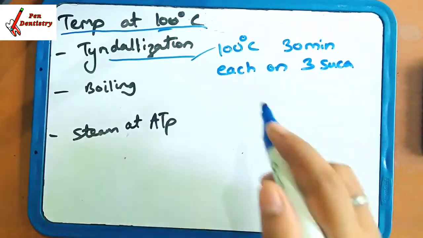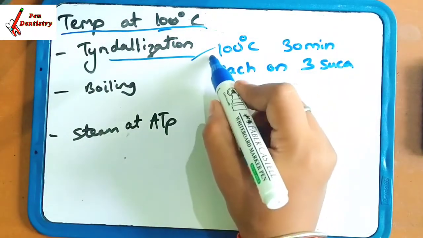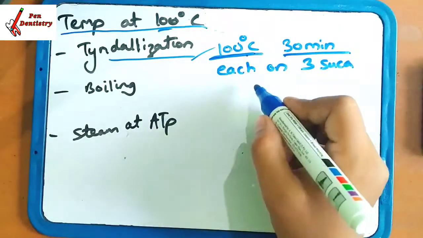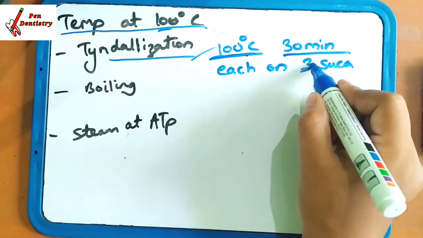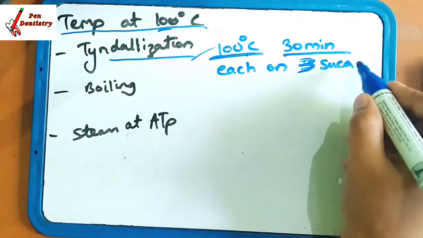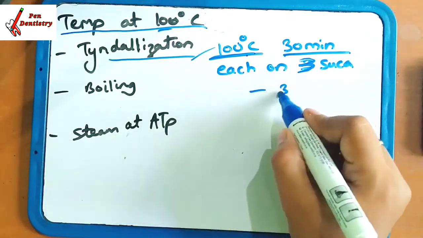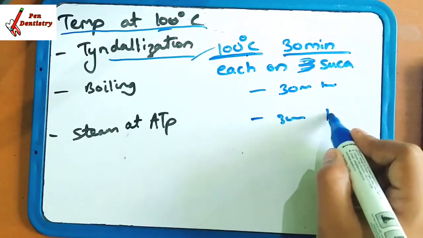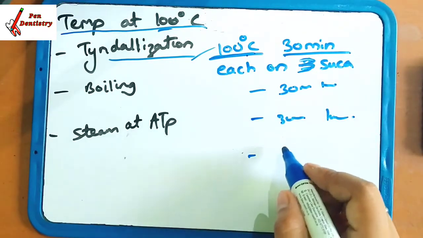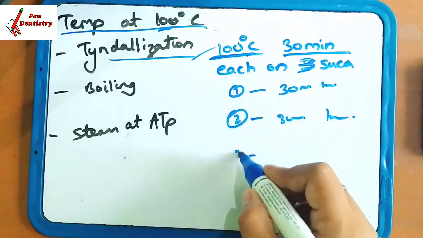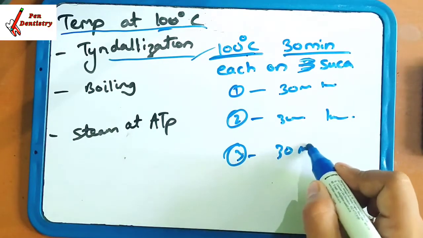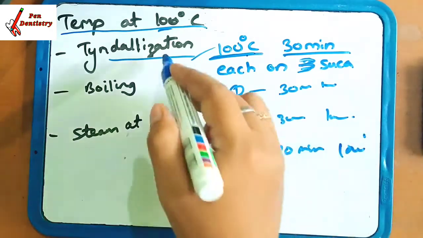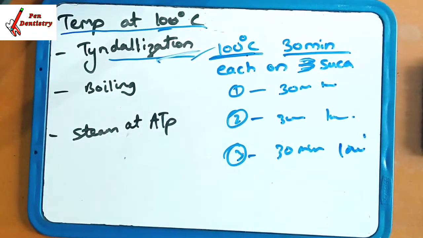You will sterilize the product or the material for 30 minutes at 100 degrees Celsius for 3 days. First day you will do 30 minutes at 100 degrees Celsius, then the second day the same, 30 minutes at 100 degrees Celsius, then on the third day you will take the material again and heat it for 30 minutes at 100 degrees Celsius. Okay, sterilization takes place like this.